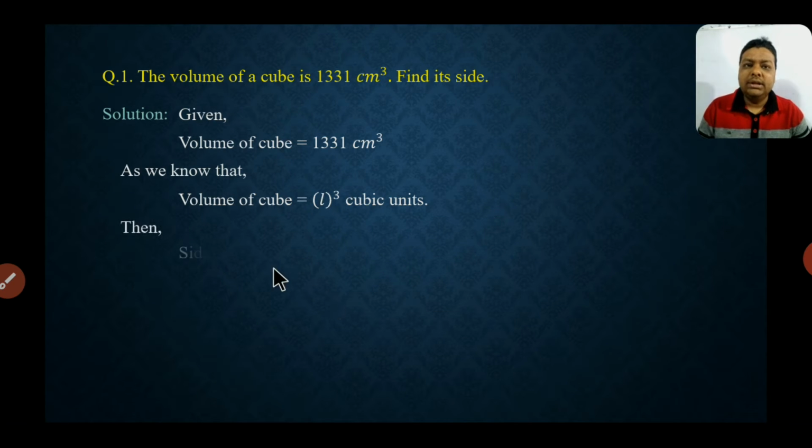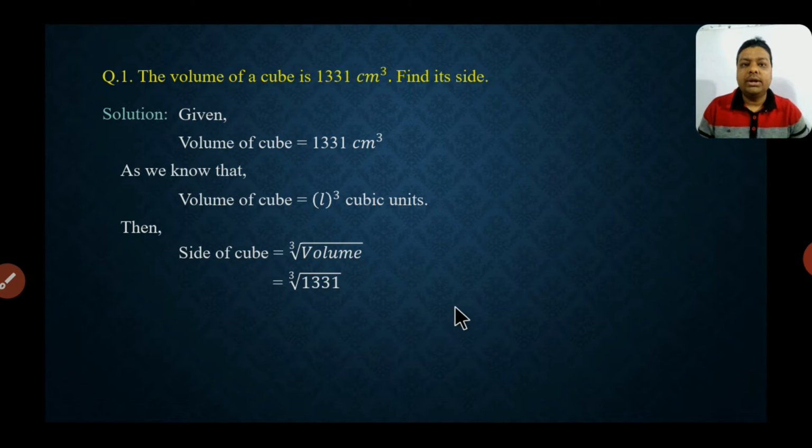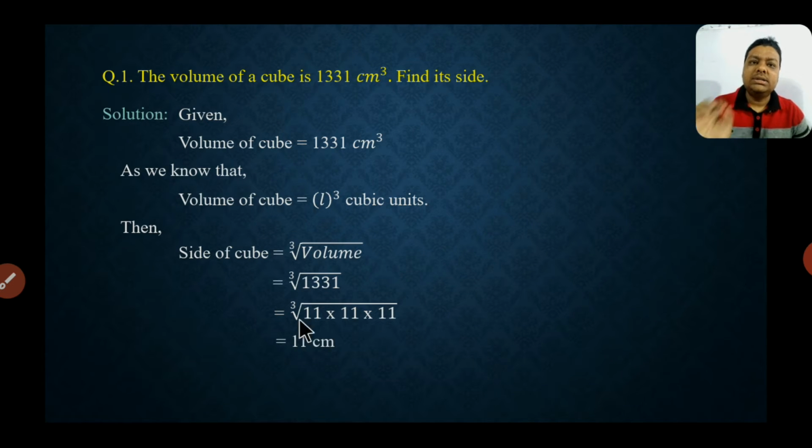We can write that the side of the cube, we can remove this cubic sign and take it to this side, then it will be the cube root of the volume. Now let's put the value of volume. So it will be the cube root of 1331, and that will be the side of the cube. Okay. If you factorize it, it will be 11 into 11 into 11. It means only one 11 we can take out from the root, and the root will be over. So that will be the side of the cube, 11 centimeter. I hope that you all have understood, students. So let's move to the next question.